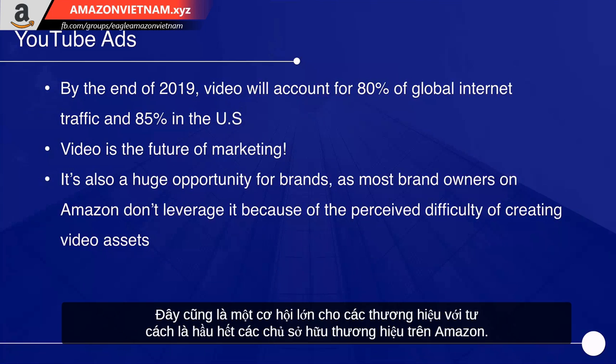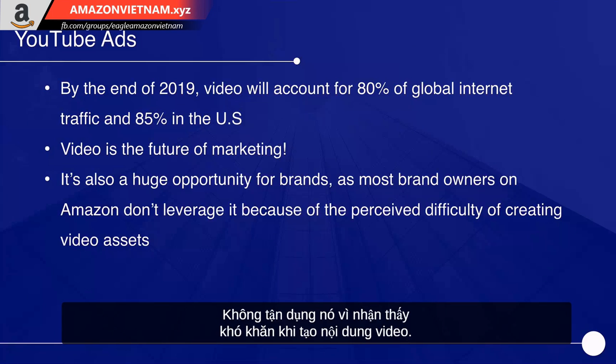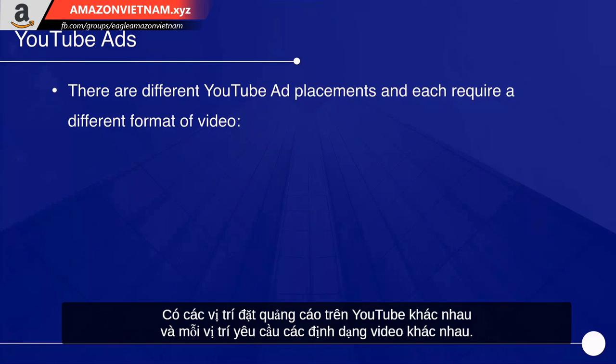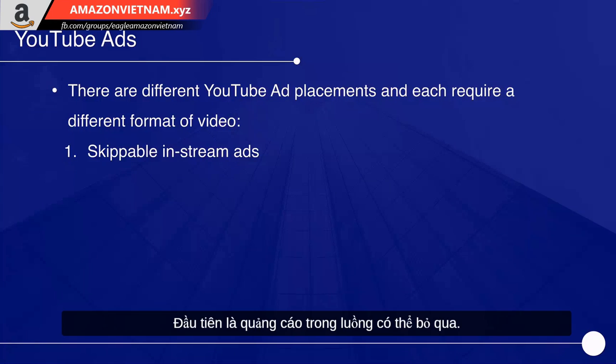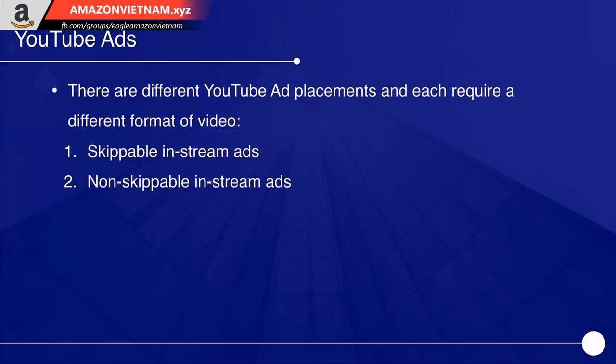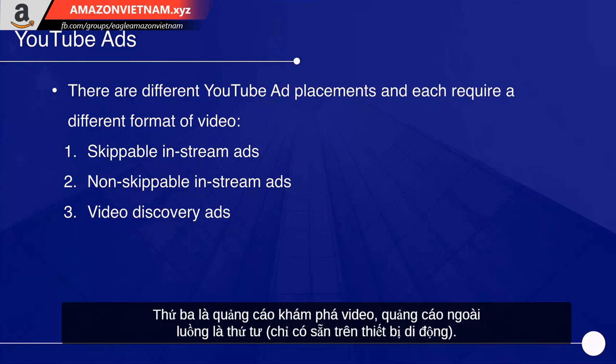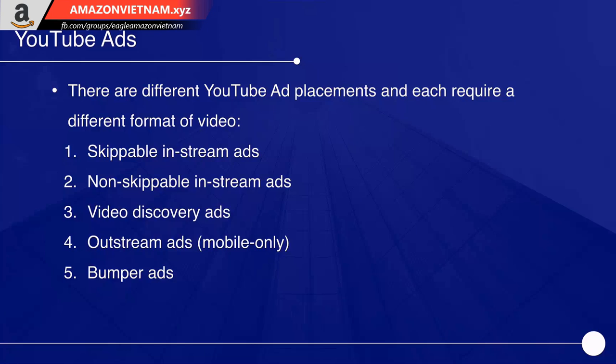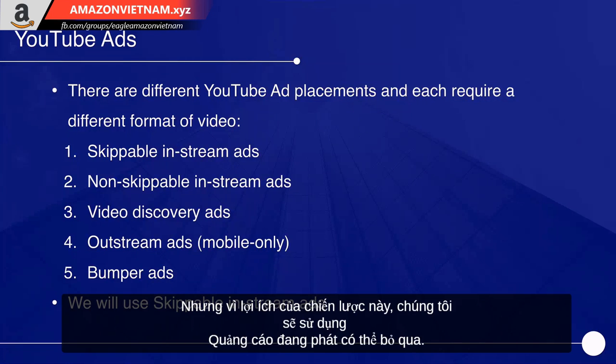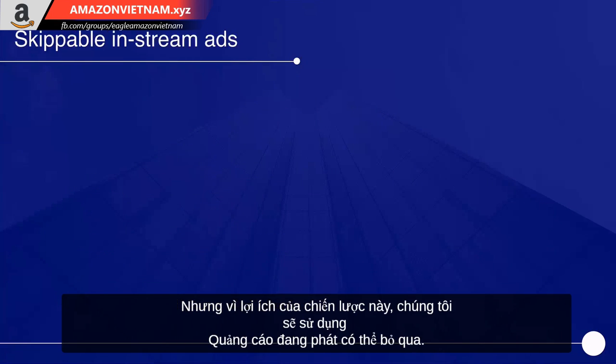It's also a huge opportunity for brands, as most brand owners on Amazon don't leverage it because of the perceived difficulty of creating the video assets. There are different YouTube ad placements, and each require a different format of video. The first are skippable in-stream ads. The second are non-skippable in-stream ads. The third are video discovery ads. The fourth, outstream ads, which are only available on mobile. And the fifth are bumper ads. But for the sake of this strategy, we will use skippable in-stream ads.